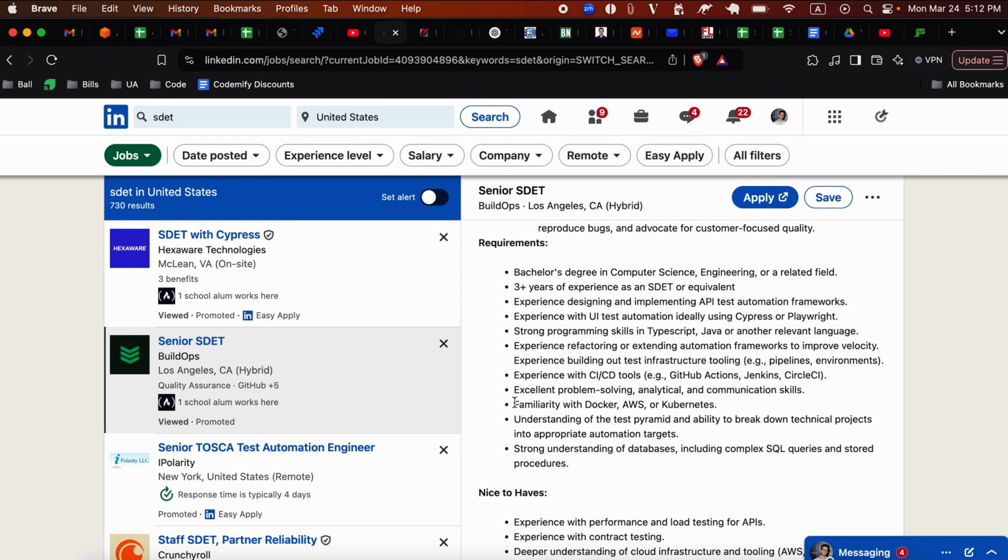Moving forward. Excellent problem-solving, analytical, and communication skills. Well, you definitely have to have that. Generally speaking, it's the standard for the market. If you are an engineer, you have to have problem-solving, analytical, and communication skills. Communication skills are the key to get a job.